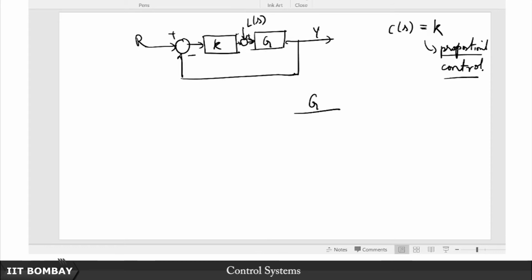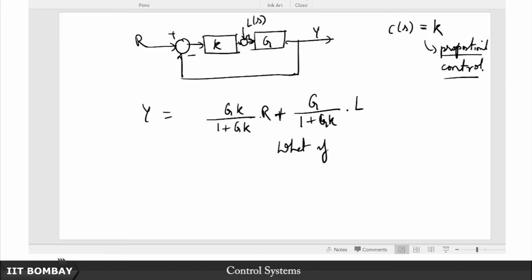So, because superposition is applied, I am going to consider R to be 0 when evaluating the transfer function between L and Y. So it is going to be G upon 1 plus Gk times L, plus, so this is my Y, plus Gk upon 1 plus Gk times R. Now, it seems quite a good idea.